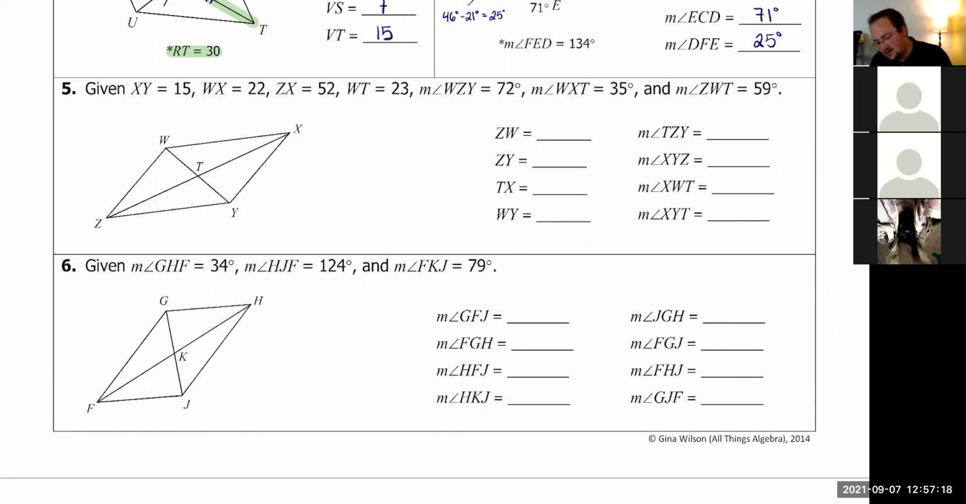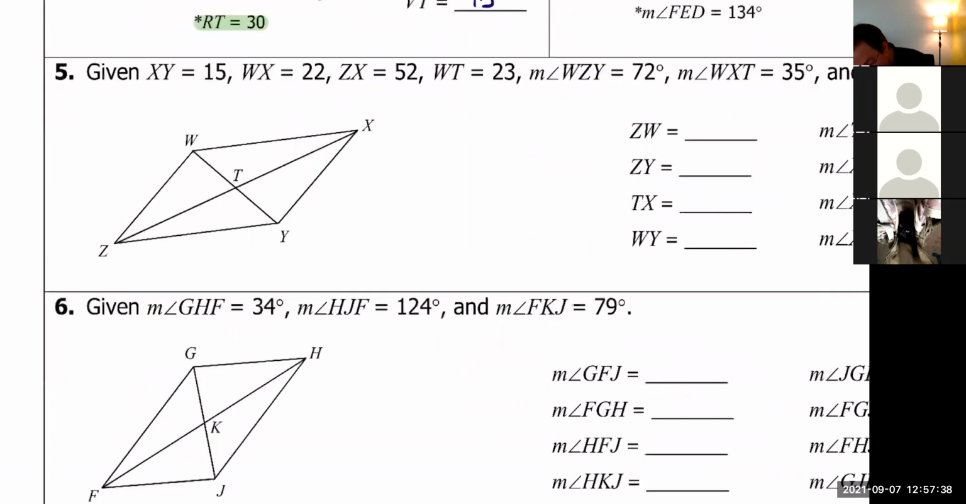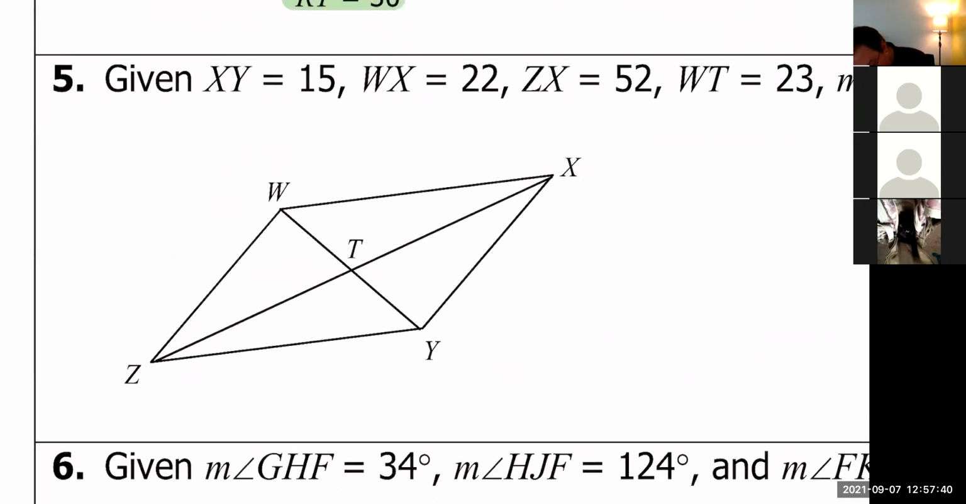I'm going to do number 5, and then I'll give you the answers to number 6 if you want to try that one on your own. Because again, I want to make sure we have enough time to get through our notes today. This one, a little bit different because it's given me the information in a list up above. Our diagram's about to get really crowded though, as we try to work our way through it. So on this one, XY, which is here on the right, is 15. WX, which is this other side, is 22.